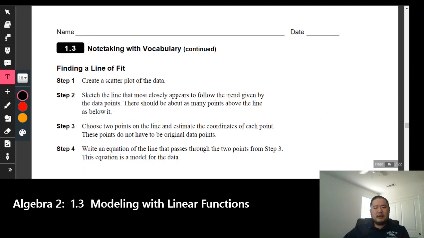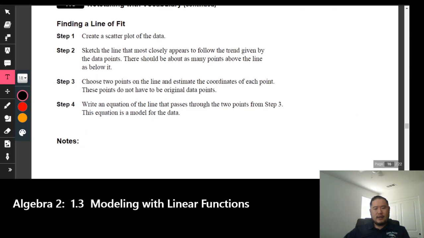How do we find a line of fit? Okay, they're saying create a scatter plot of the data. So you're going to be given a table, and from that table you're going to be plotting your points. And what they're saying is you want to sketch a line that appears to follow the trend.